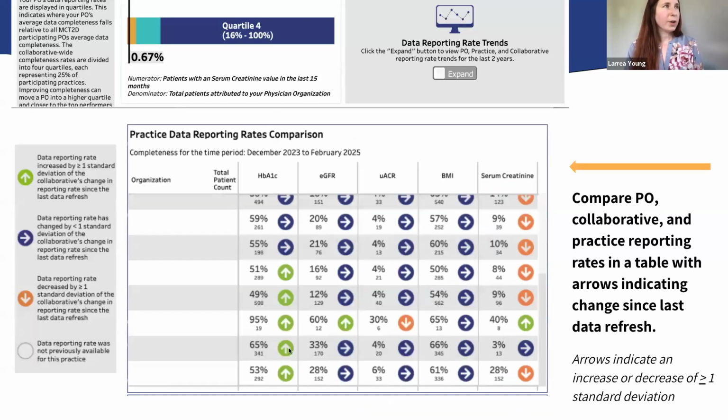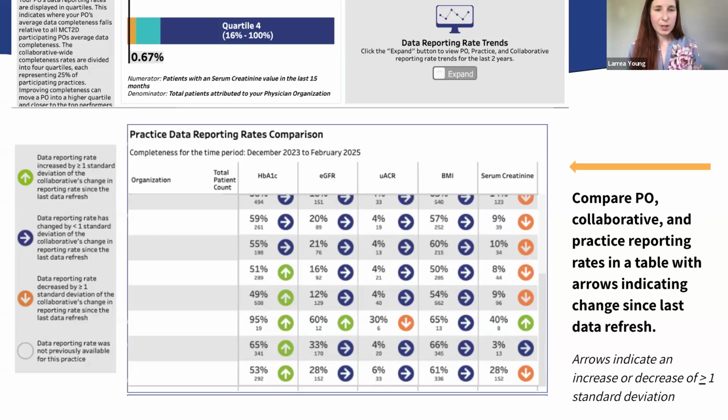Scrolling down a little further, we've added this practice data reporting rates comparison table. This allows you to compare your PO, collaborative, and practice reporting rates at this current time, along with these arrows that indicate whether or not there's been a statistically significant increase or decrease in your data since the last data refresh. Basically, a green arrow indicates an increase of greater than or equal to 1 standard deviation for that data category, and the same but opposite is true for the decrease.